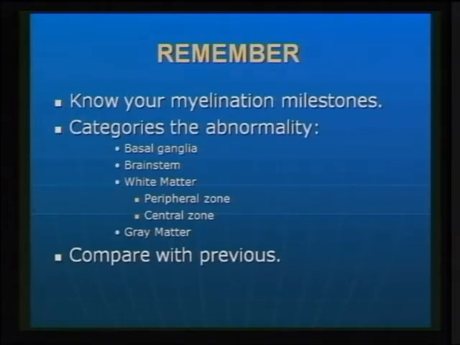Then categorize the abnormality if you see one, whether it is in the basal ganglia, the brain stem, or the white matter. If it is in the white matter, is it in the peripheral zone or the central zone? Does it involve gray matter as well? And then don't forget that the most crucial part of studying any case is to compare with the previous. Frequently, you cannot make a diagnosis just from looking at the images presented to you without knowing the history and without having access to previous images. So be liberal in requesting previous images to compare with.